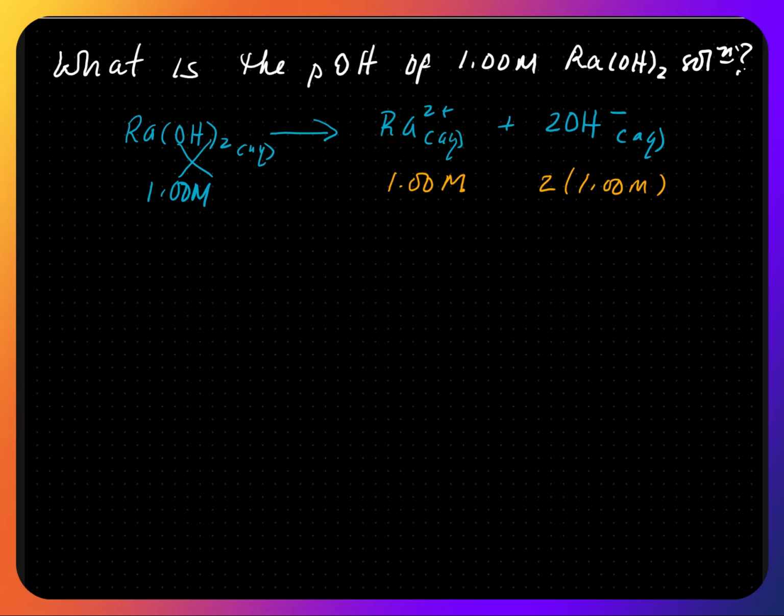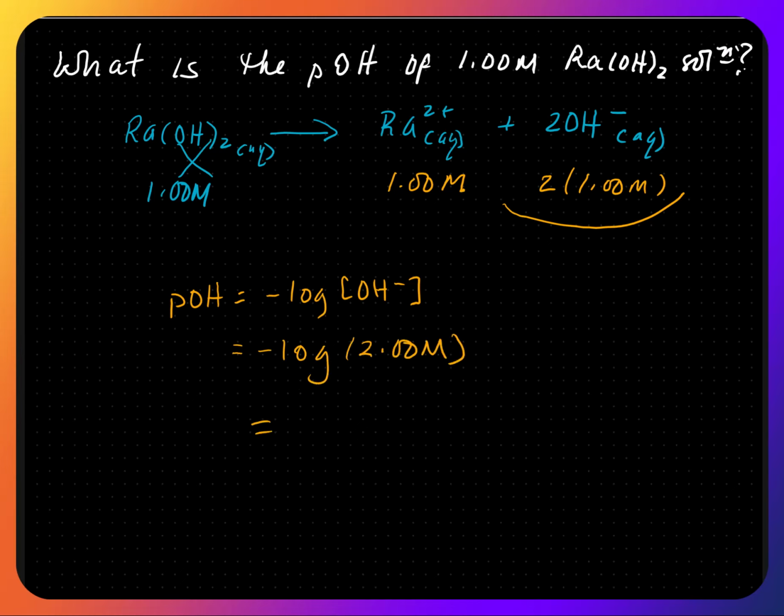We are looking for the pOH. So pOH is equal to negative log of OH minus concentration. Radium hydroxide dissociated 100%. That tells us that the OH minus concentration is all present in solution. So all I have to do is take the negative log of 2.00 molar to get negative 0.30102.